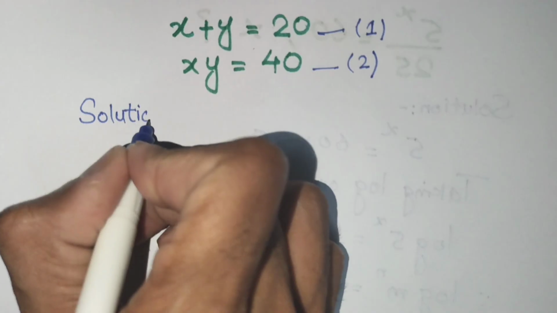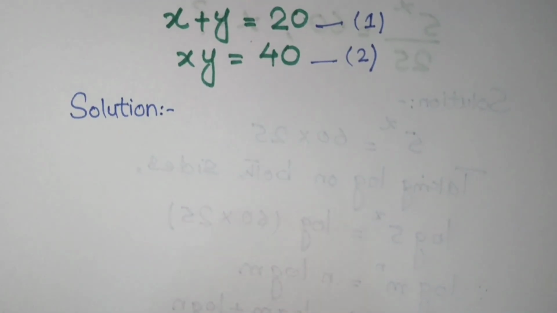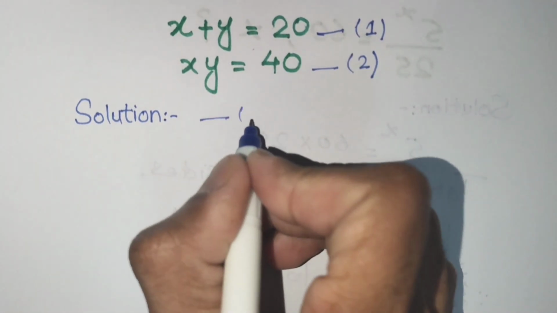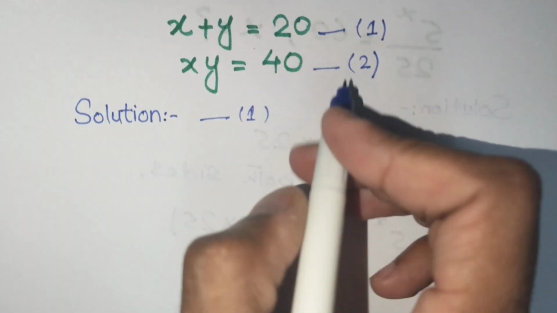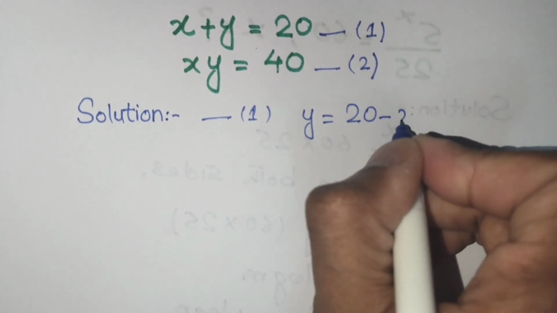We will take the first equation, x plus y equals 20. We will subtract x on both sides. We get y equals 20 minus x.